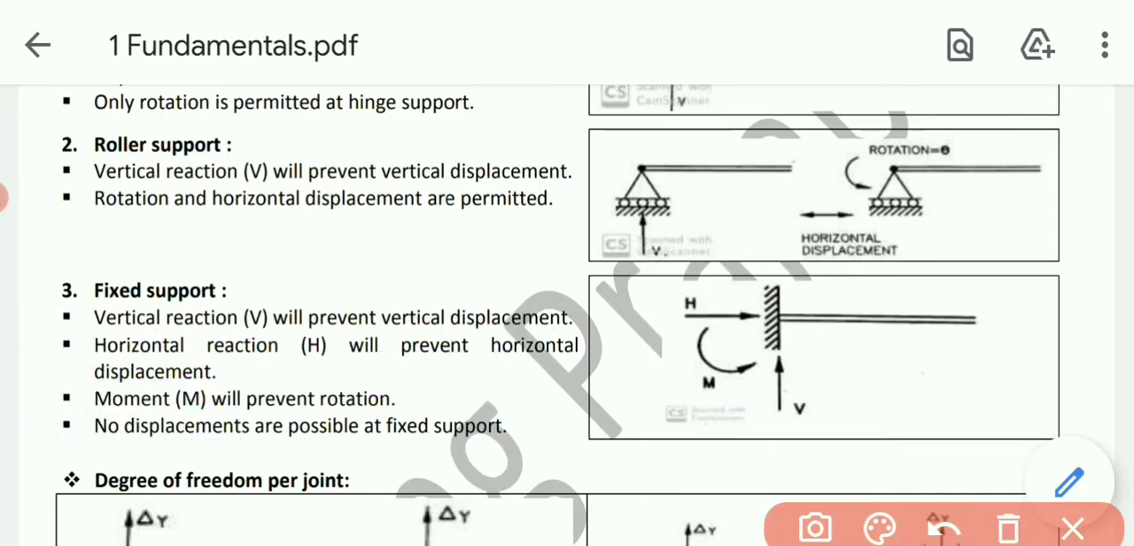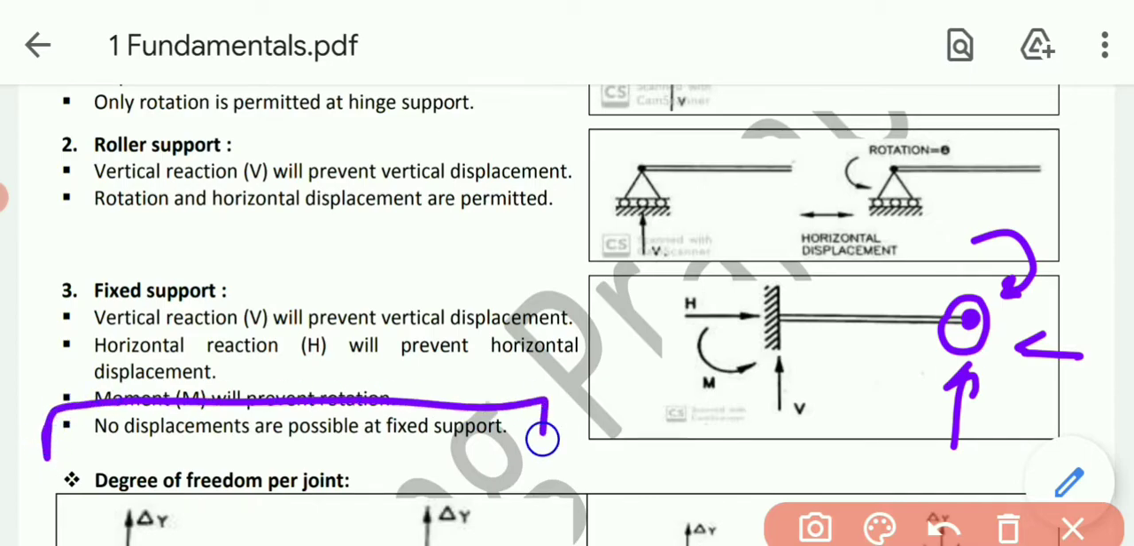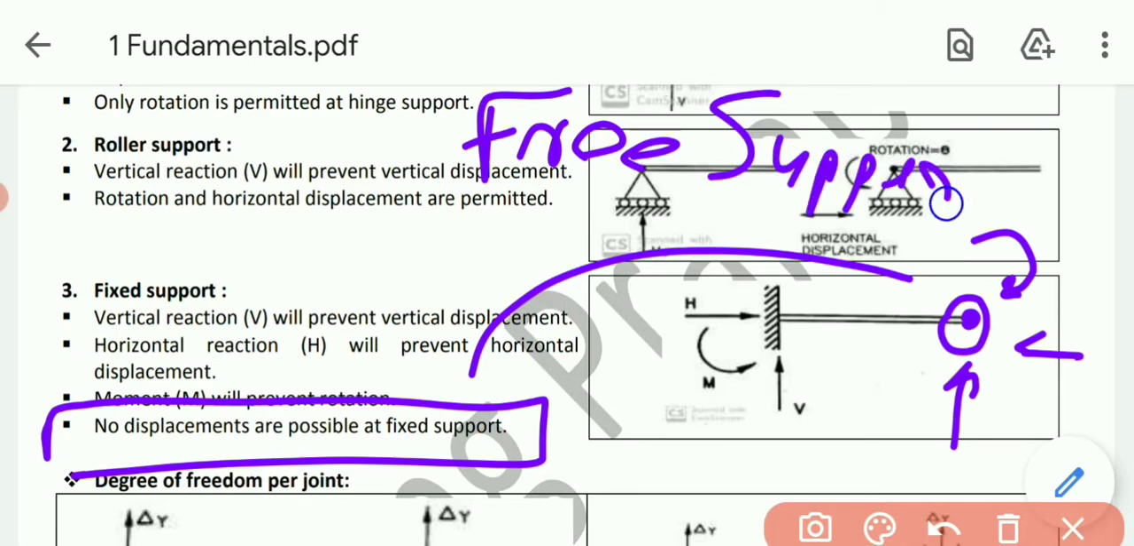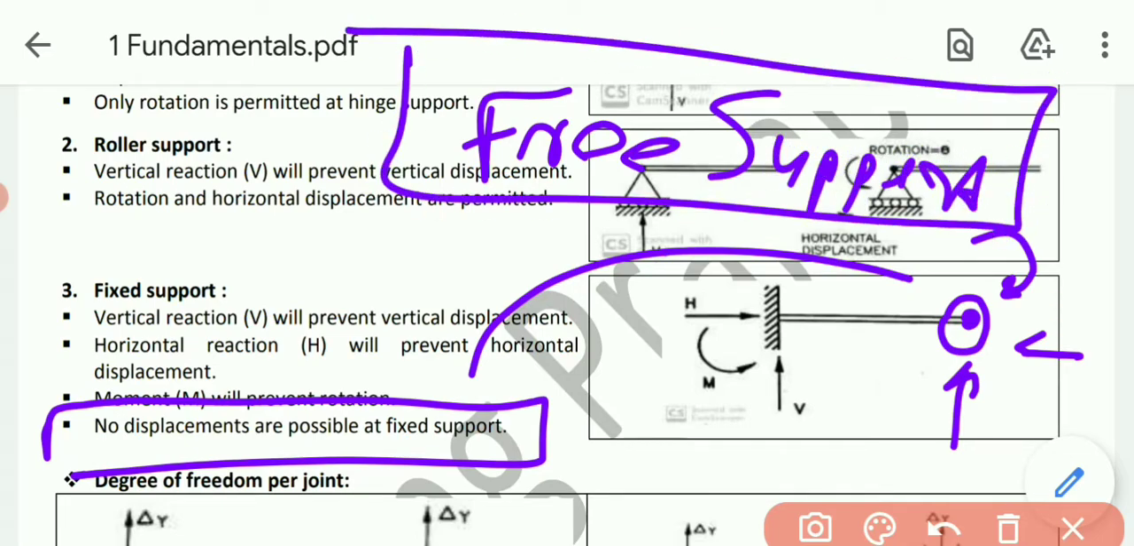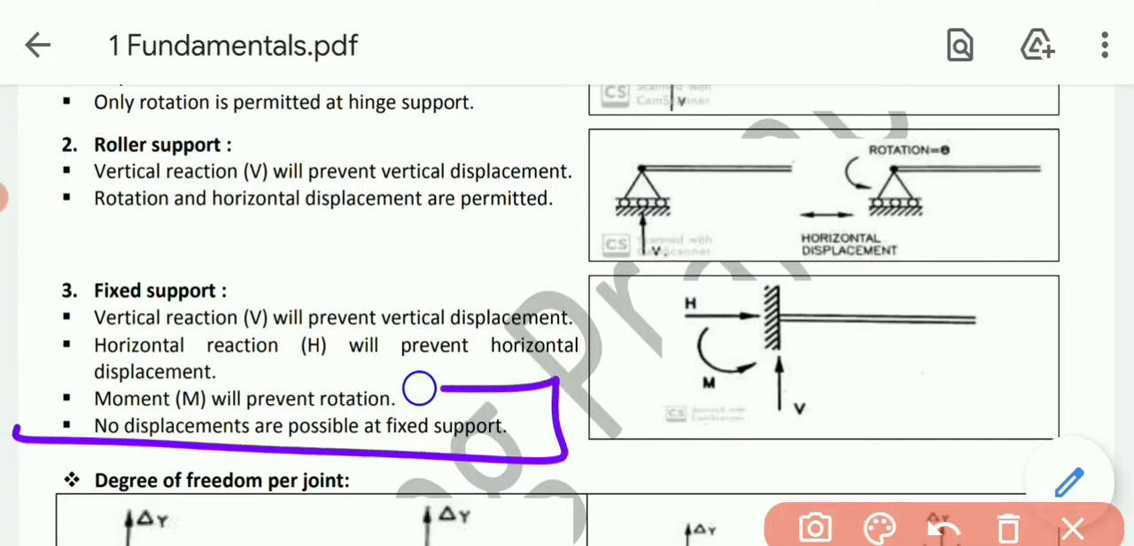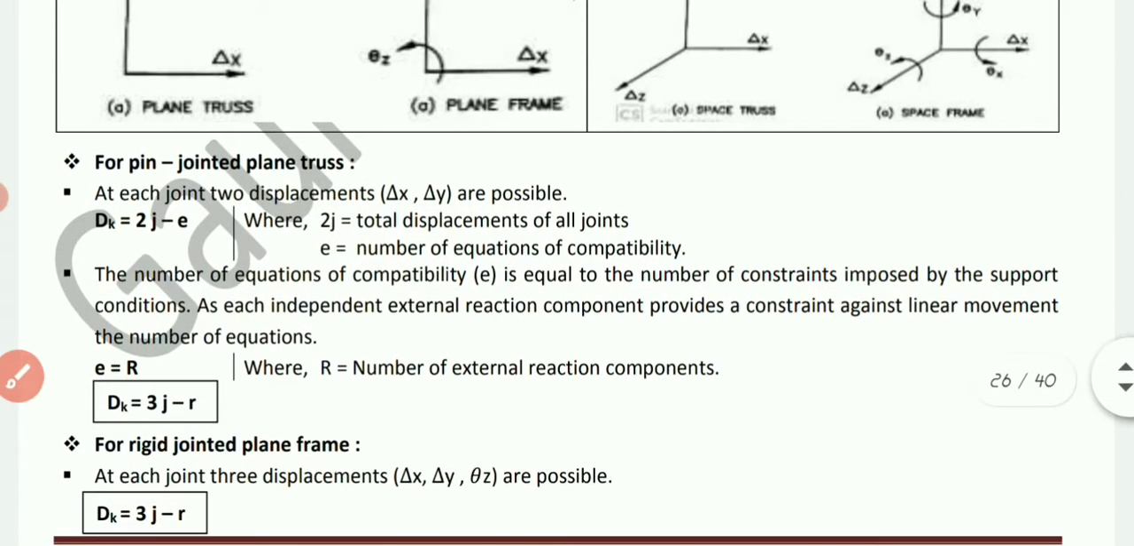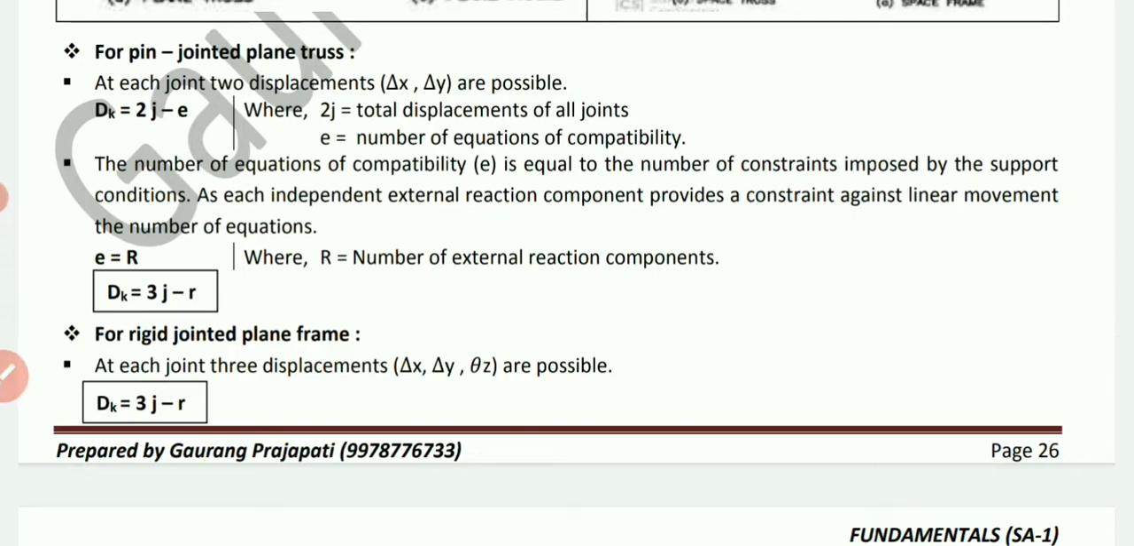Vice versa, if I am concerned about this particular support, say free support, so in free support as no reactions will be produced, in this case vertical, horizontal as well as rotation all will be permitted. But in fixed support no displacements are allowed, as we discussed over here. Okay, so these are the criteria. So first of all we are going to solve it for the beam.